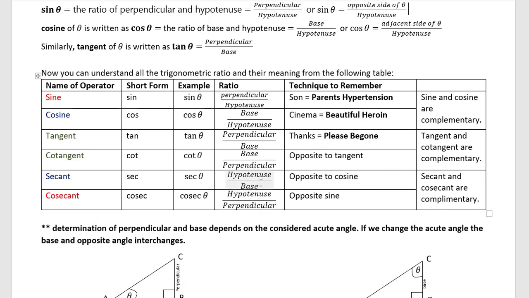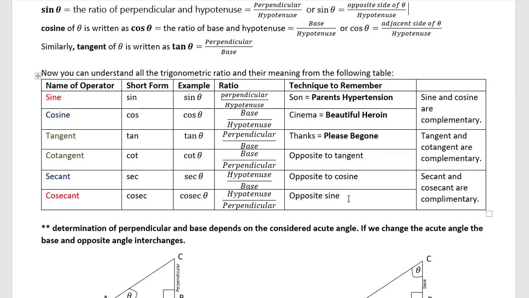You can say that sec theta is hypotenuse by base, and cosecant is cosec theta, and it is the opposite of sine. Therefore, I have colored them with red. Here you can see the ratios are opposite. Sine is equal to perpendicular by hypotenuse, but cosec theta is equal to hypotenuse by perpendicular. So it is the opposite of sine.